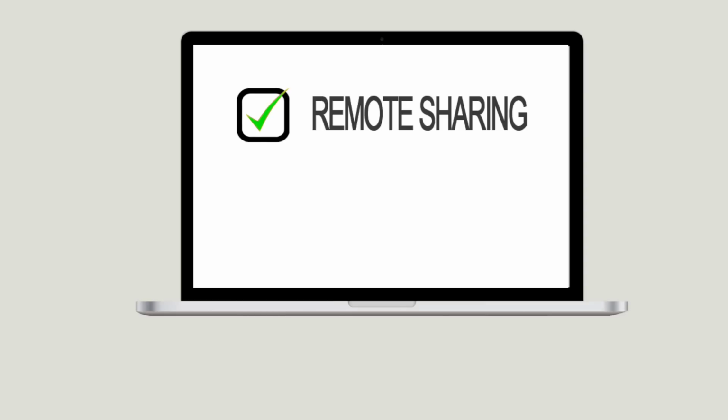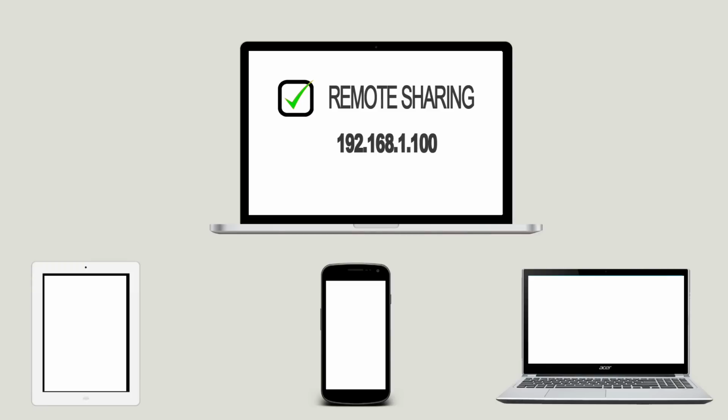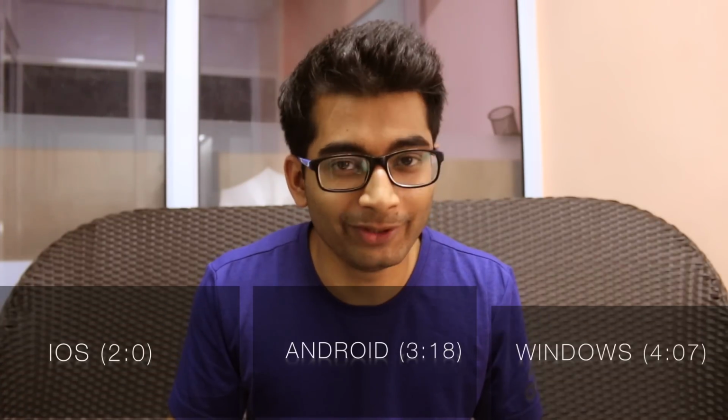So I started doing my research and finally found a very simple solution where you can access all the files on your Mac from any device on the network. And the best part is you don't have to download any software. So let's see how this is done. All you have to do is turn on remote sharing on your Mac. Next, it will give you a local IP address of your Mac computer, which you can type on any other device and access all the content of your Mac. Pretty cool, right? So let's see how to do this in iOS, Android and Windows.